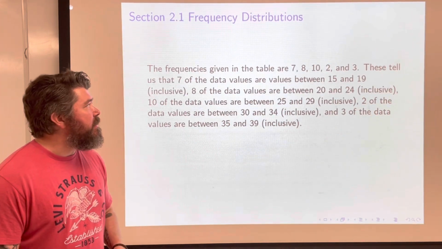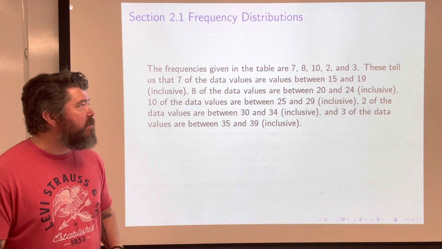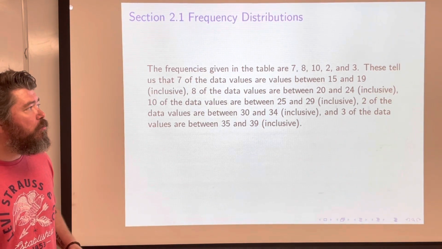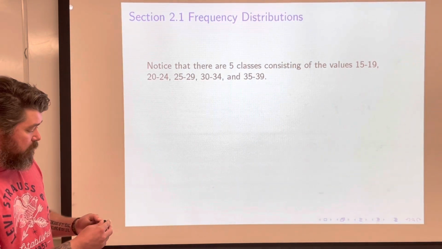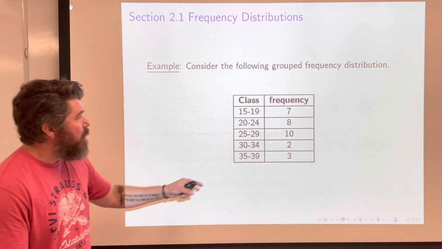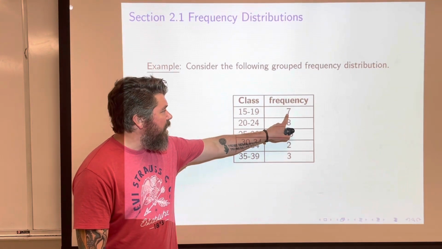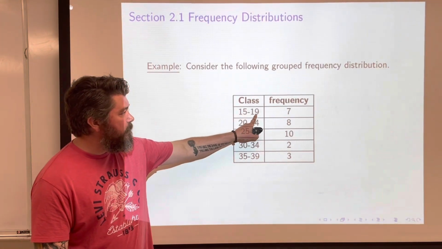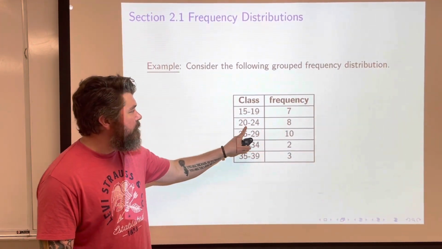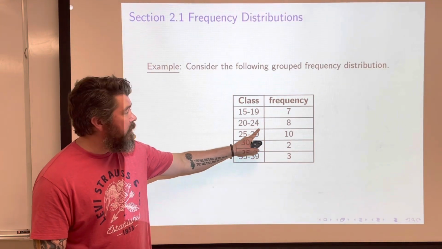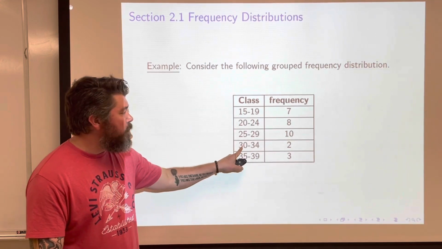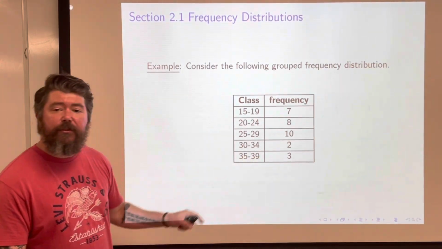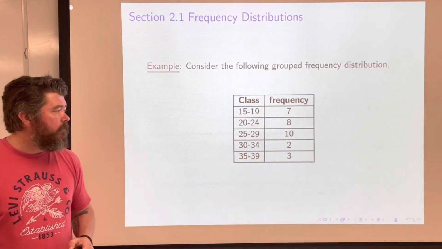The frequencies given in the table are 7, 8, 10, 2, and 3. So there are 7 data values that are between 15 and 19, 8 data values that are 20 to 24, 10 that are 25 to 29, 2 that are 30 to 34, and 3 that are 35 to 39.